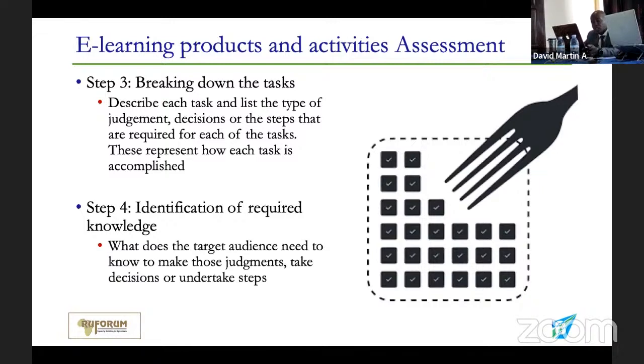Just imagine you are using groups. You've divided all the students into groups, and you are requiring all of them to participate in a role play activity. They need to be able to understand the role play activity. What is it that we are going to do? What are the steps in there? We need to be able to identify the required knowledge.